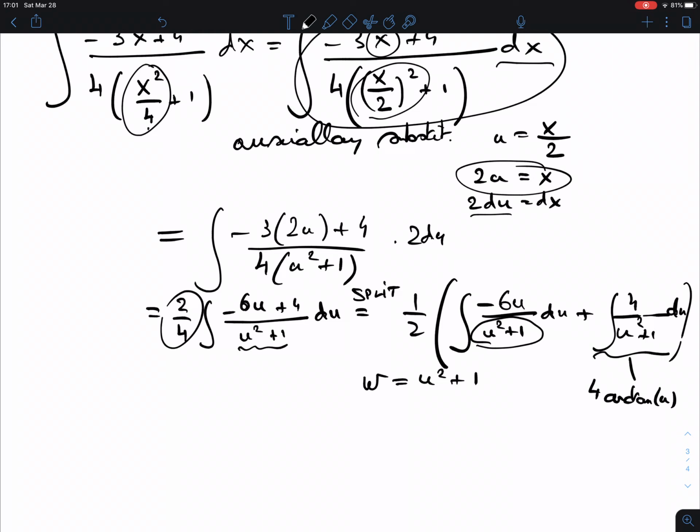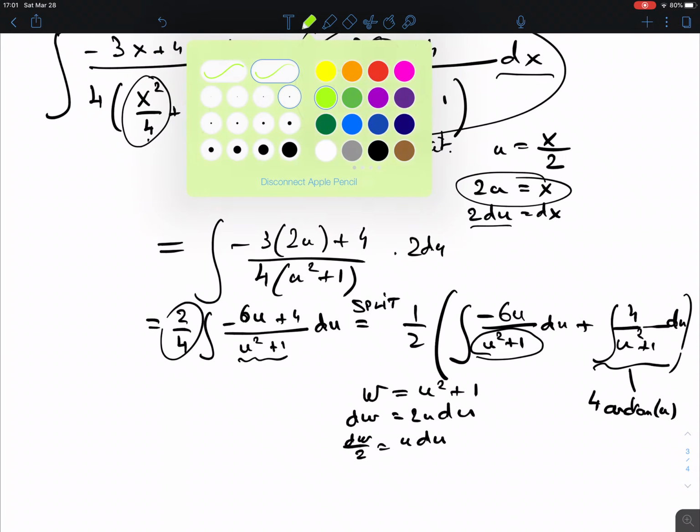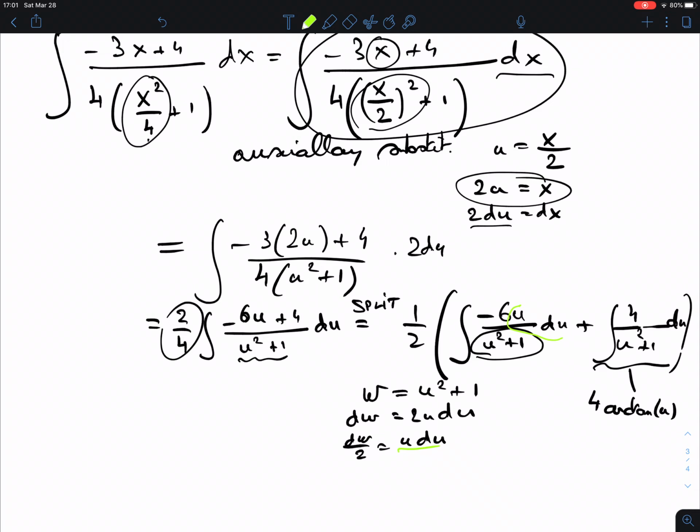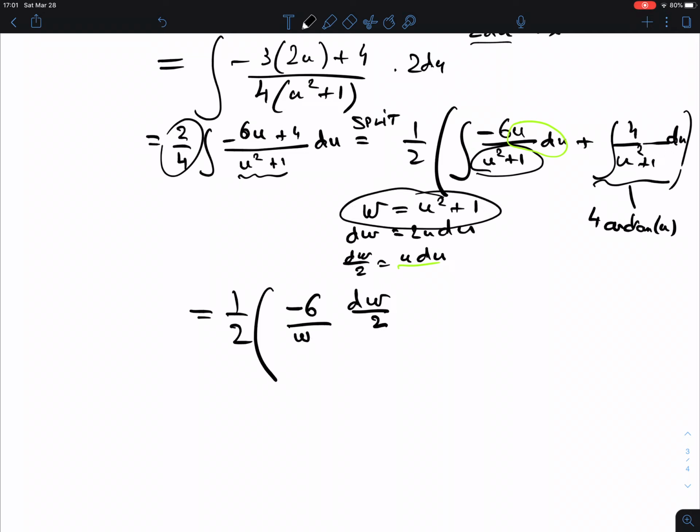Okay, so w is u squared plus 1, so dw is 2u du. So let's solve for u du, so dw over 2 is u du. And now I can plug in, right? So let's see what we get here. This u du, that's this u du, right? Okay, so we're going to get equal to a half. The whole thing is a half, so I shouldn't forget that. I get the minus 6, that's just constant. U du that we just said was dw over 2. And what do we have in the denominator? Well, u squared plus 1, that is just w.